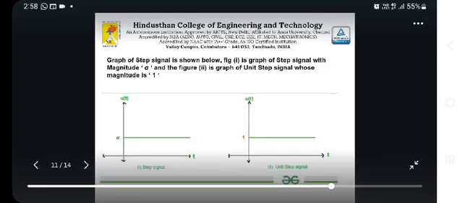This is a graph of the unit step signal. Here the t value is varying, and for t greater than or equal to 0 the u of t is equal to 1. In the x-axis we represent the time values. In the y-axis we represent u of t values. When t is greater than 0, u of t is equal to 1.